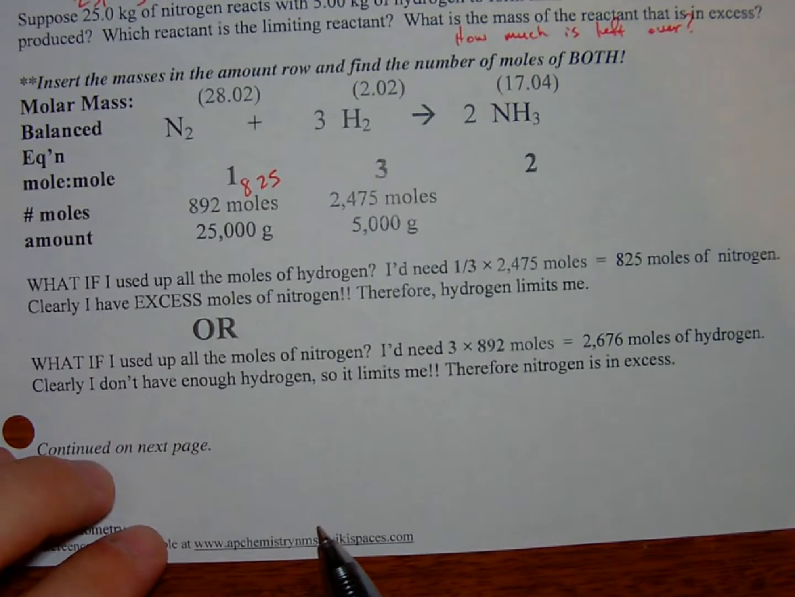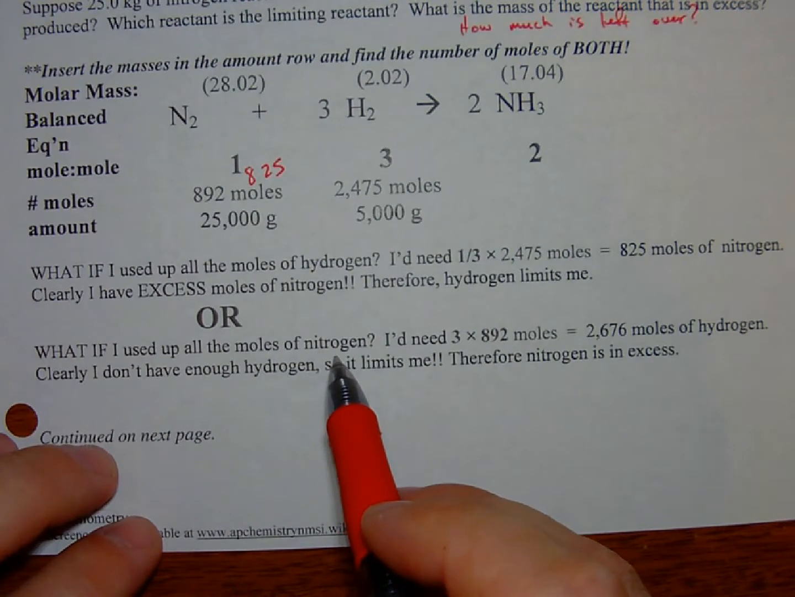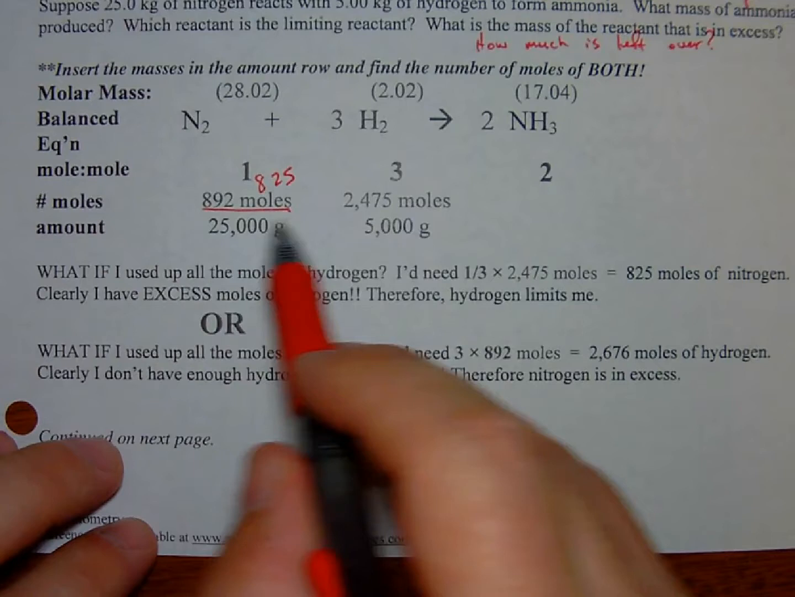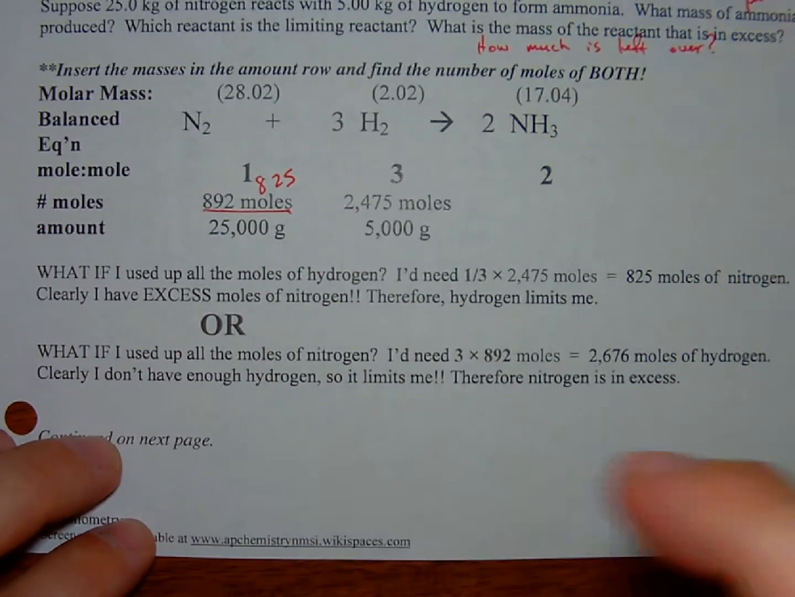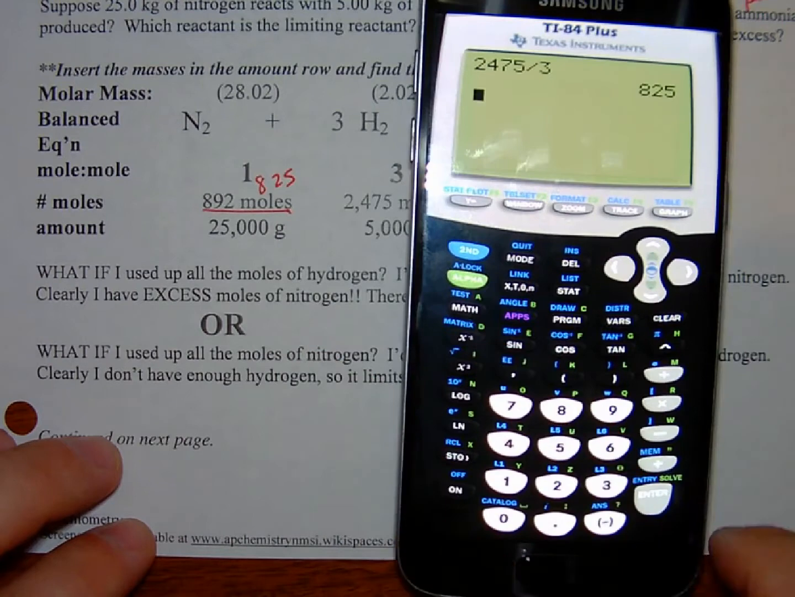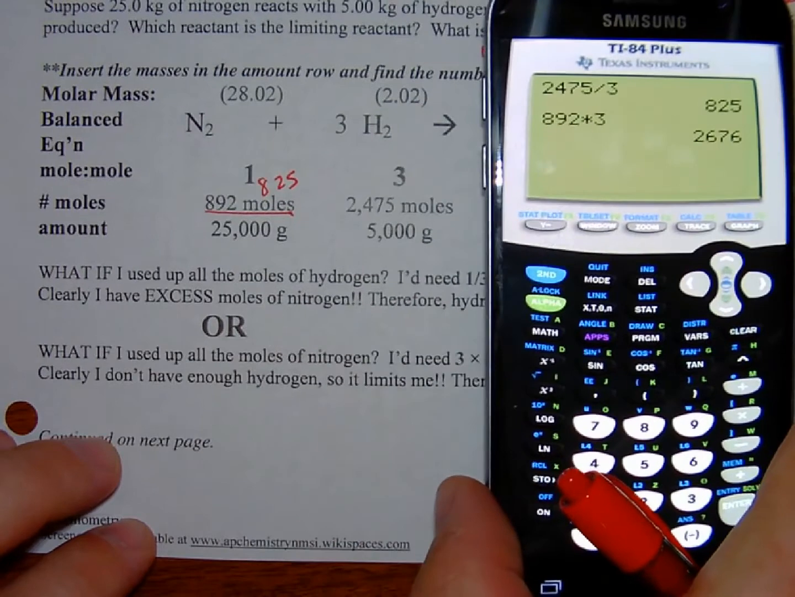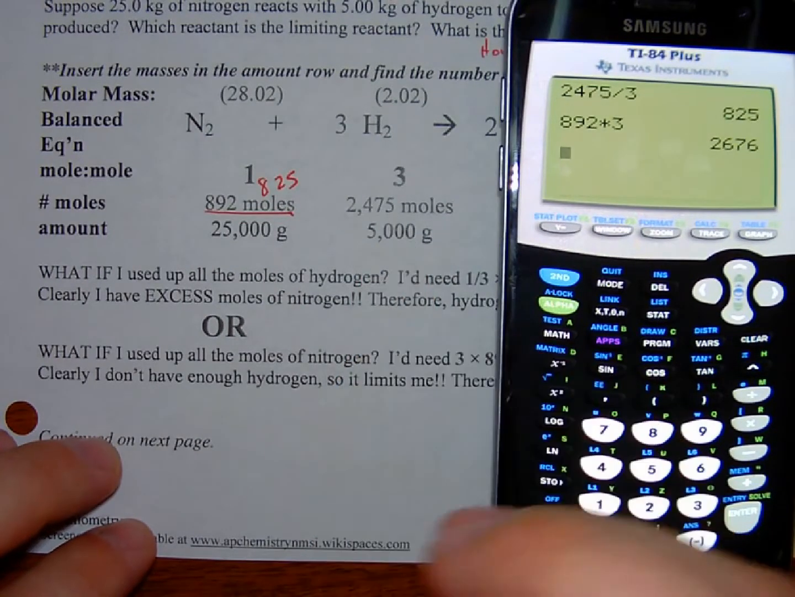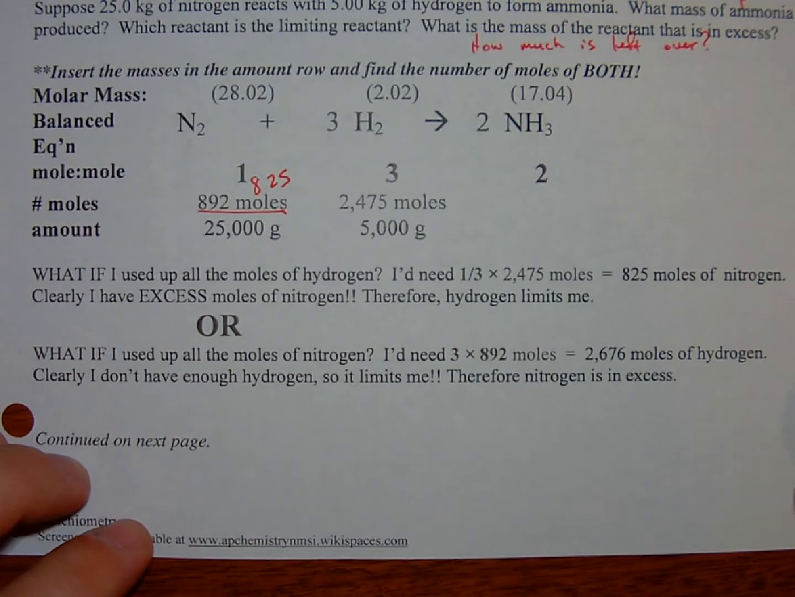Now, if I was going to do this the other way, what if I used up all the moles of nitrogen, the 892? I would need 3 times as much hydrogen, right? It's a 1 to 3 ratio. So let's see if I can do that. 892 times 3. I would need 2,676. And I do not have that many moles. Right? So clearly I do not have enough hydrogen, so it is limiting me.